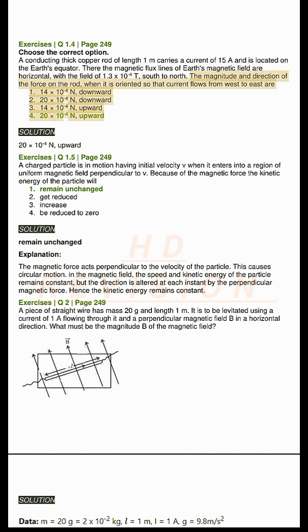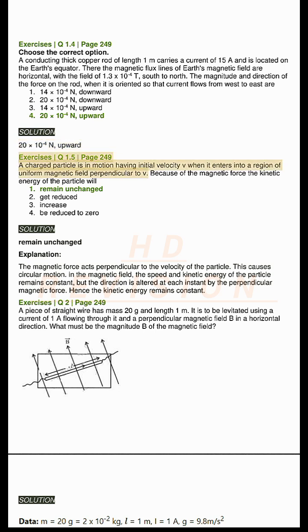The magnitude and direction of the force on the rod, when it is oriented so that current flows from west to east, are: 1. 14 × 10^-4 N, downward. 2. 20 × 10^-4 N, downward. 3. 14 × 10^-4 N, upward. 4. 20 × 10^-4 N, upward. Solution. 20 × 10^-4 N, upward.